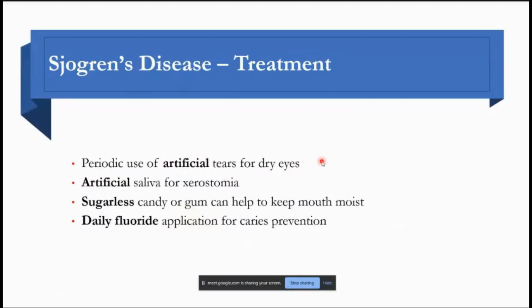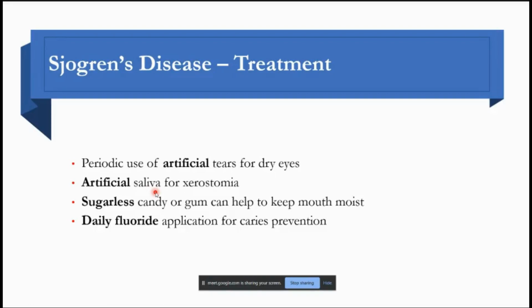So the treatment is, because we are facing a dry eye, you can use artificial tears for the dry eyes. And for dry mouth, that is for xerostomia, you can use artificial saliva.